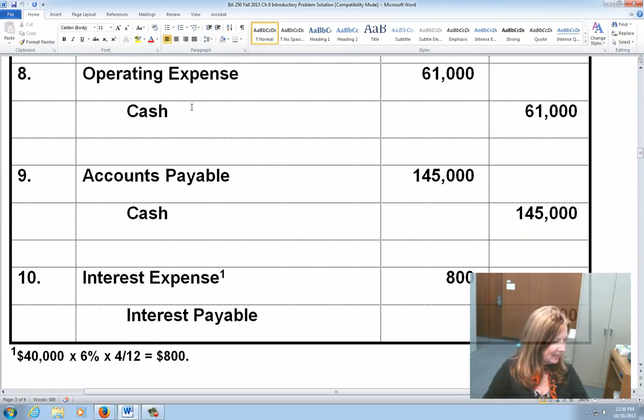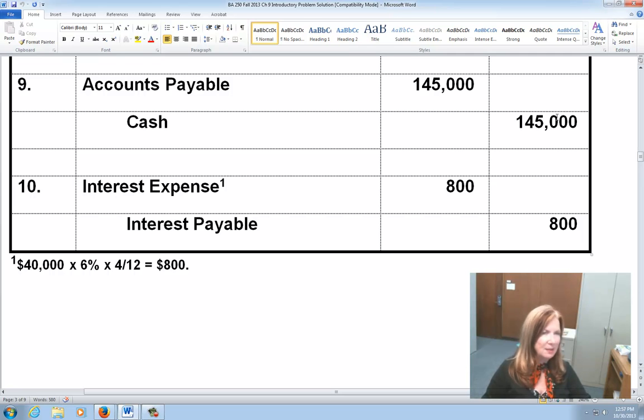And then 8 is paid operating expenses of $61,000 during the year. So I'm going to debit operating expenses for $61,000. I'm going to credit cash because cash is an asset and it's going down. So I'm going to credit it for $61,000.